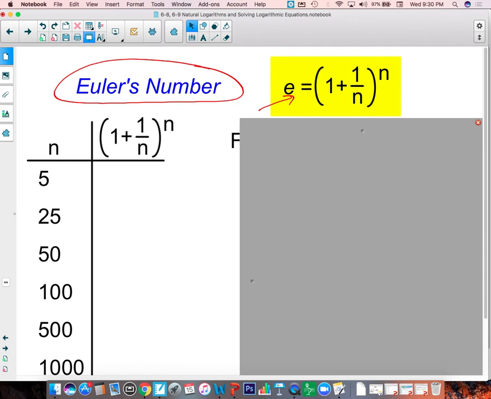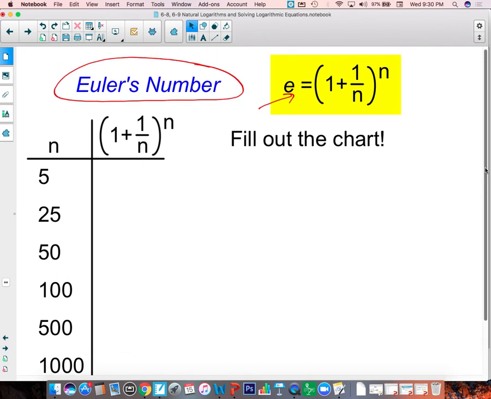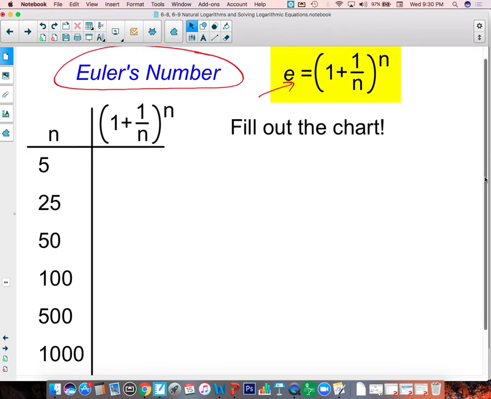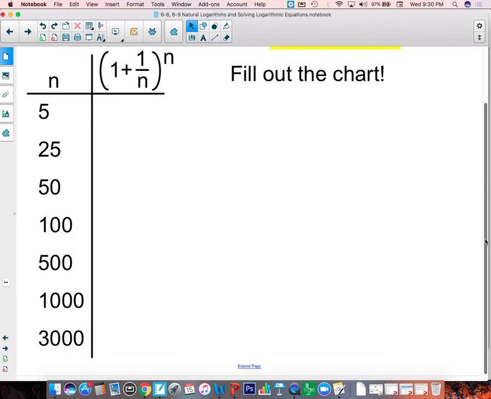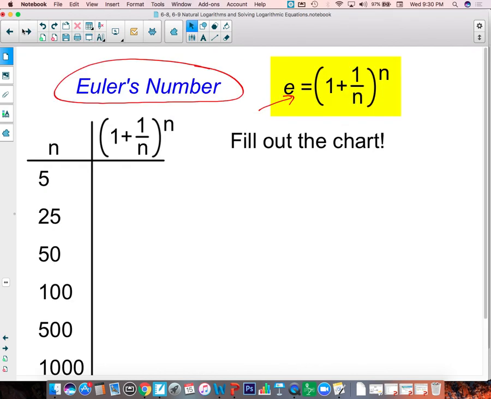So I would have a chart like that. It's kind of like an XY chart. And I would plug in each of those numbers. I plug in 5, 25, 50, 100, 500, 1,000, 3,000, and then we'd have to keep going. And then you could eventually see that we would get e to be that decimal once we started plugging in larger and larger numbers into that equation on the top.